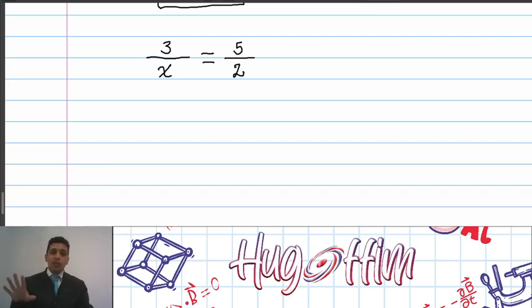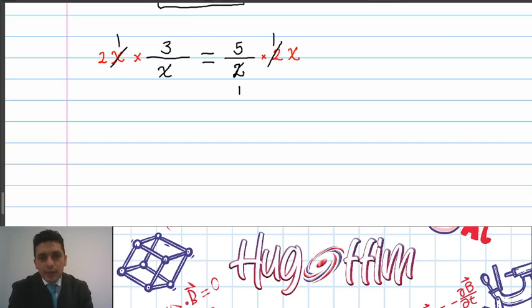So you don't need to demonstrate the cross product every time, you just need to apply it. What I'm going to do is multiply by both denominators of the expression. In this case, I'm going to multiply by 2x. If I multiply this term by 2x and this term by 2x, what's going to happen? I can simplify this 2 with this 2, and this x with this x. And here you're going to have 2 times 3 equals 5 times x.